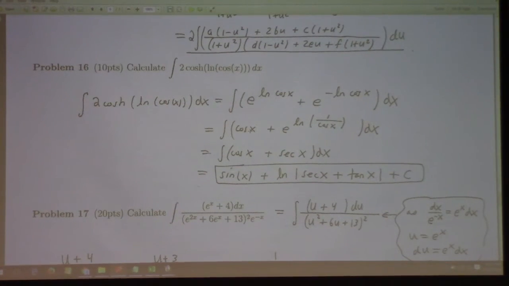Problem 16. Oh, you're not gonna like this when you see it. If you take the cosh of the natural log of the cosine, it's e to the natural log of the cosine plus e to the minus the natural log of the cosine. Properties of logs and exponentials, that's 1 over cosine. So this is in fact the integral of cosine plus secant. Sometimes I ask you guys to integrate cosine squared plus sine squared just to see what you'll do.